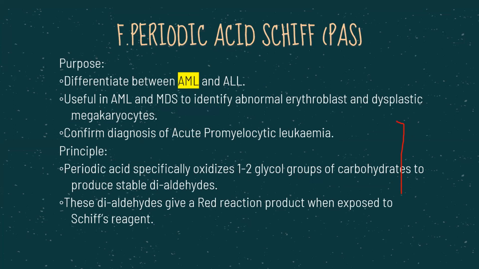Next, we have periodic acid Schiff. Periodic acid Schiff naman is used to differentiate between AML and ALL. Okay? Useful in AML and MDS to identify abnormal erythroblasts and dysplastic megakaryocytes. Okay? Confirmed diagnosis of acute myelocytic leukemia.